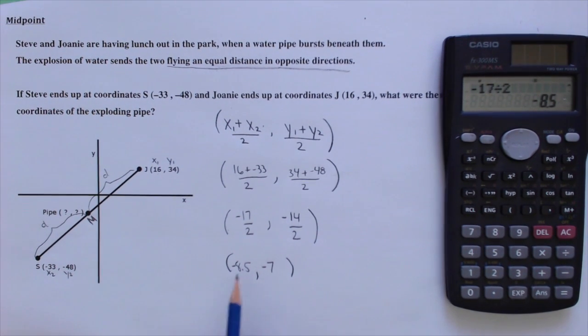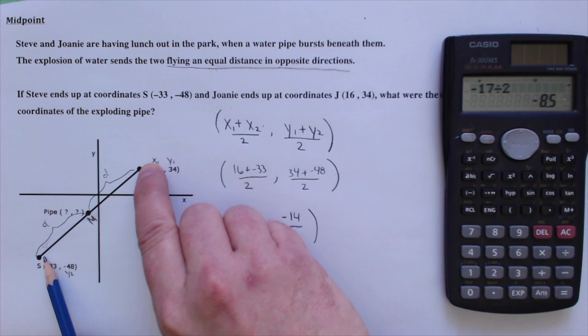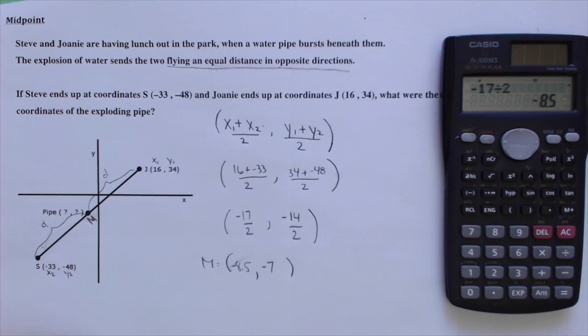So that point right there is the midpoint. This is where Steve and Joni were having lunch before that nasty water pipe blew them in opposite directions from each other, presumably ruining their lovely meal.